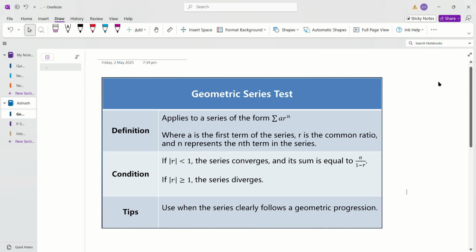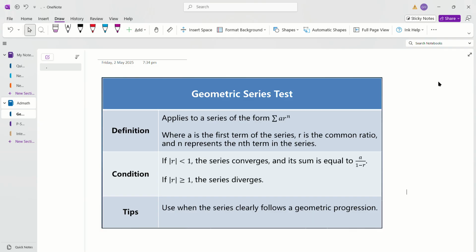So good day class. Our topic is about the types of series convergence tests, and one of those tests is this one, the geometric series test. In this test, it applies to a series of the form the summation of a times r raised to n, where a is the first term of the series, r is the common ratio, and n represents the nth term in the series.